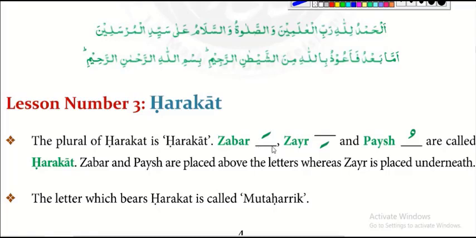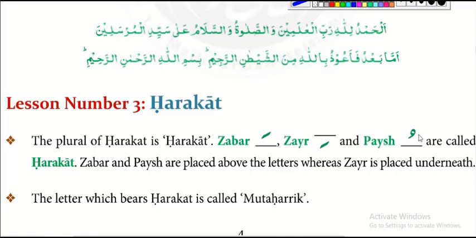Fatha always comes over the letter. The black line you see is the indication for the letter, and over it the small sign of green color, a narrow sign, that is fatha. Fatha comes always over the letter. And then it is kasra. Kasra comes under the letter. You see the black line is over and the sign is under, so that means kasra comes under the letter. And then that is pesh.